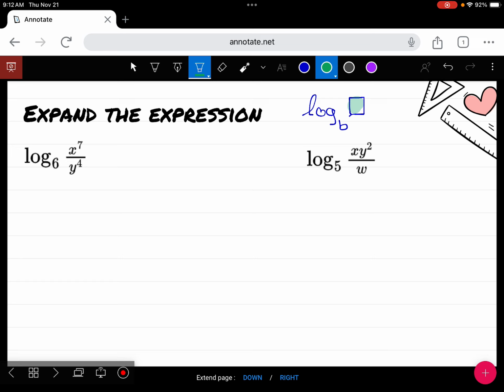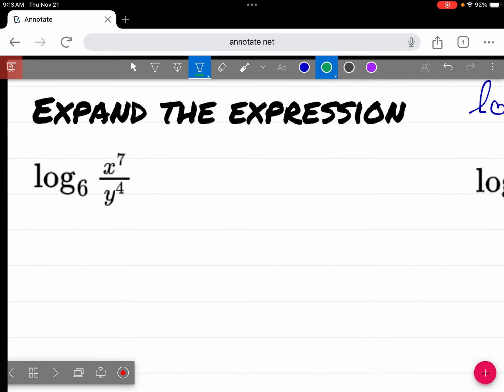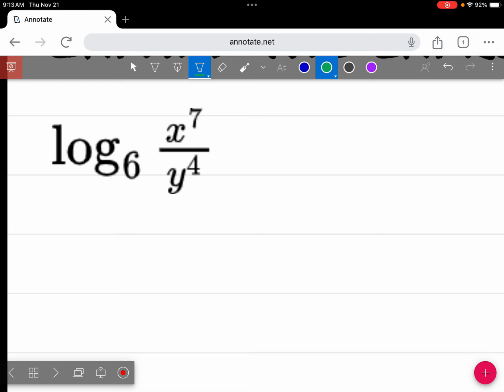That's when we are done expanding. If you have log base whatever of x, log base whatever of w, log base whatever of 2, not x to the 7th, not xy, not 2 to the 4th, just individual pieces.